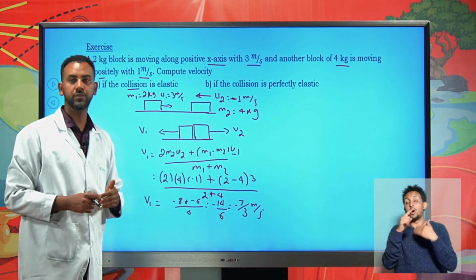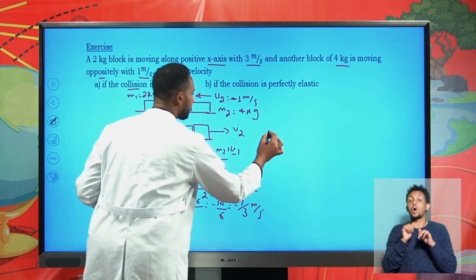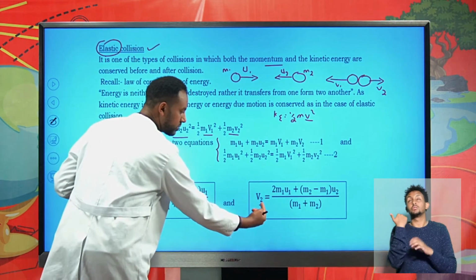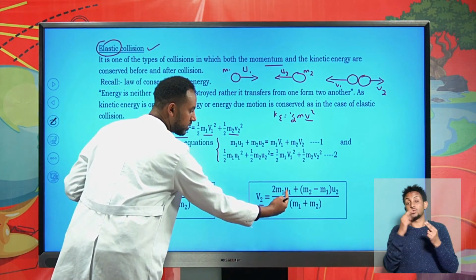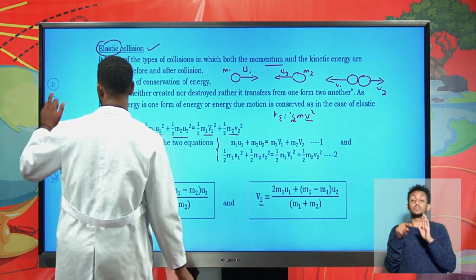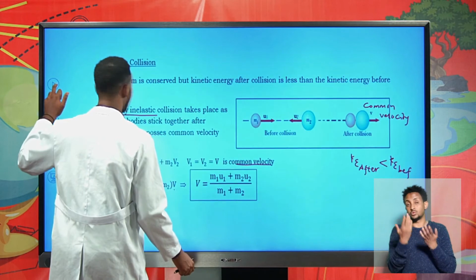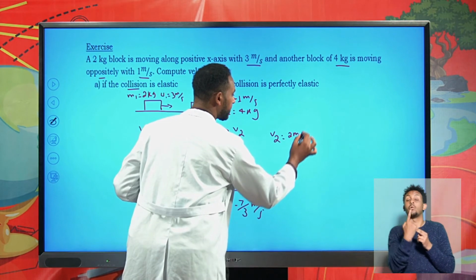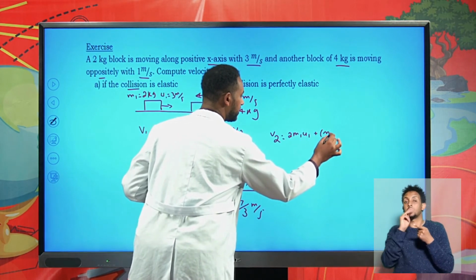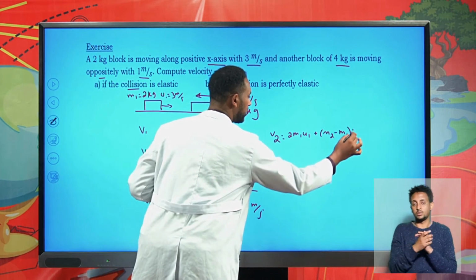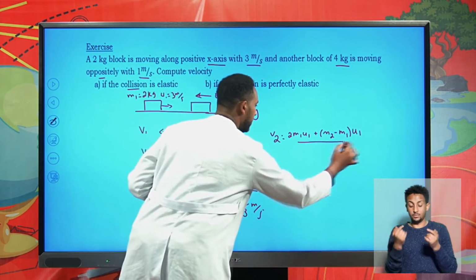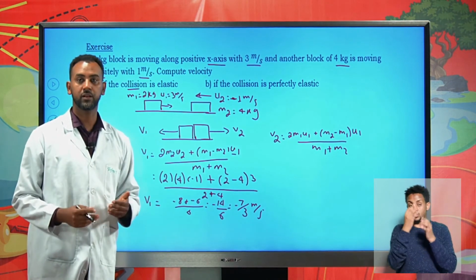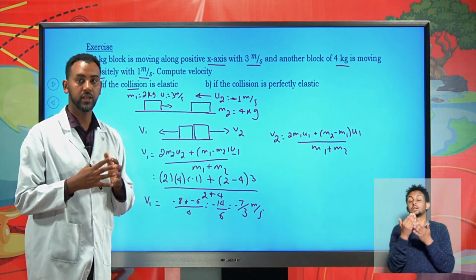How about velocity v2? How do you determine v2? From the type of collision, previously you have said that v2 can be determined as twice m1 u1 plus (m2 minus m1) u2. This is how we determine it. So v2 equals (2 m1 u1 plus (m2 minus m1) u2) over (m1 plus m2). This is the equation used to determine the final velocity of particles after they elastically collide.